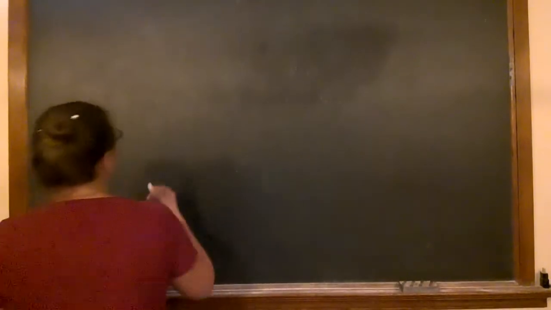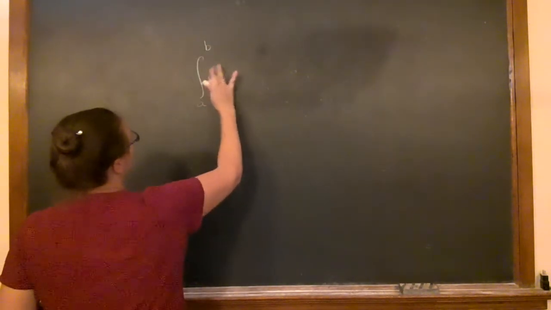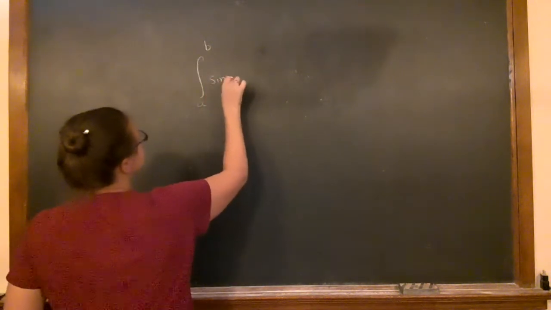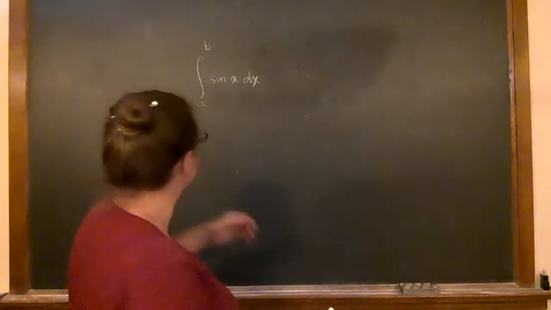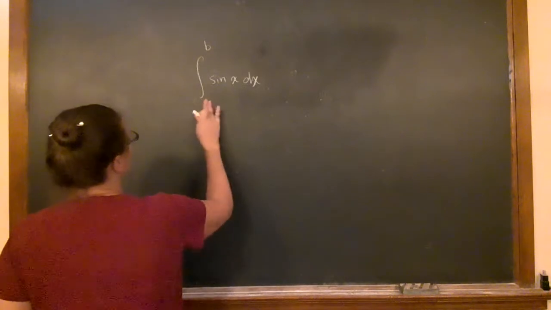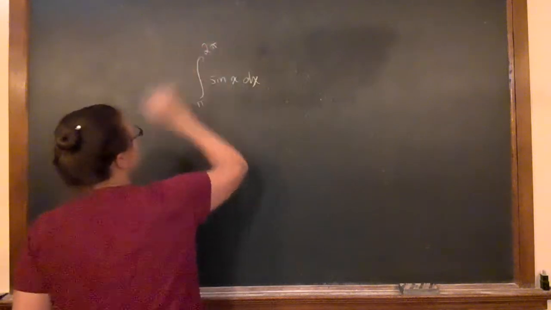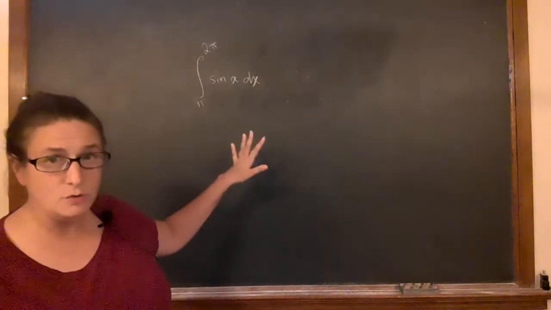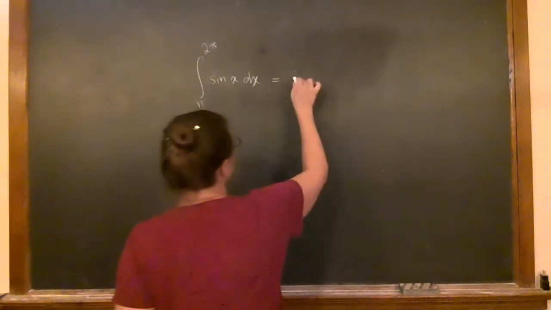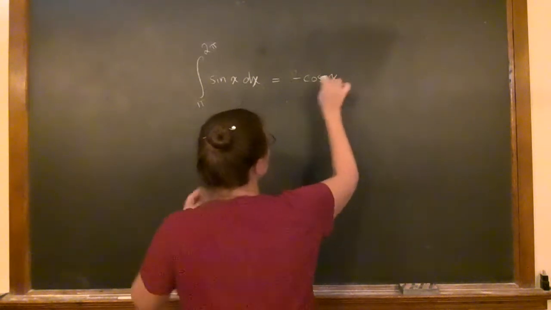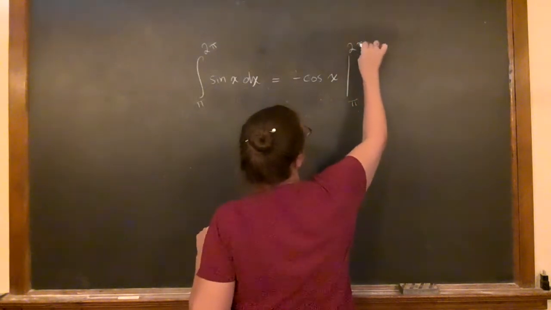So if I see this, I'll just put it in a function. This is a number because I've got my limits. Well, we'll just put them in. Let's do from pi to 2 pi. So I know I can do this integral by finding the antiderivative. The antiderivative is negative cosine, because the derivative of cosine is negative sine. And then I evaluate from pi to 2 pi.